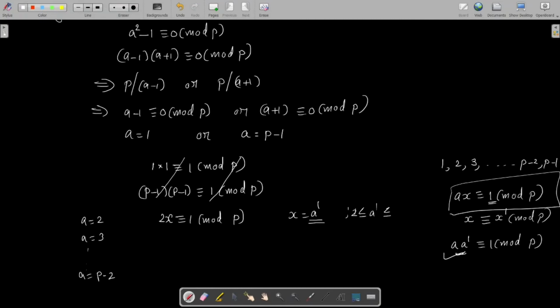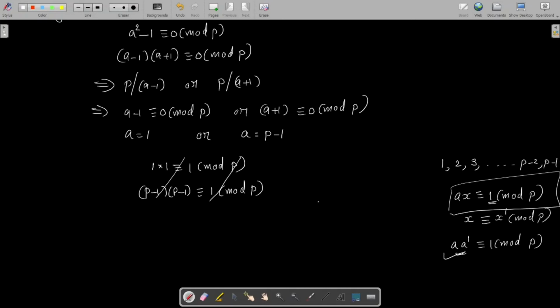that is, 2 less than or equal to a dash less than or equal to p minus 2. And again when a equals 3, we have 3x congruent to 1 mod p. And here also the solution may become some a dash, and that a dash also lies between 2 and p minus 2, and so on.